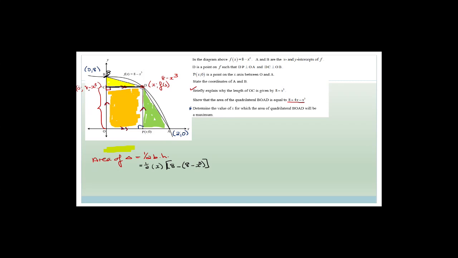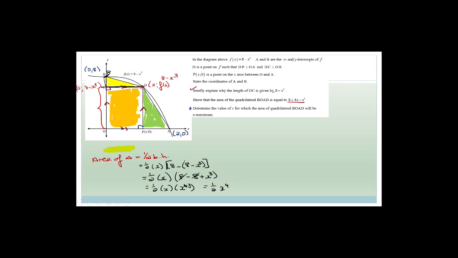If this bit is 8 and the y value of this is 8 minus x cubed, then that becomes 8 minus (8 minus x cubed). So that is giving you a half times x times (8 minus 8 plus x cubed). So this cancels with that, and you're left with a half times x times x to the power of 3, which is a half x to the power of 4. Okay, that's the first area.